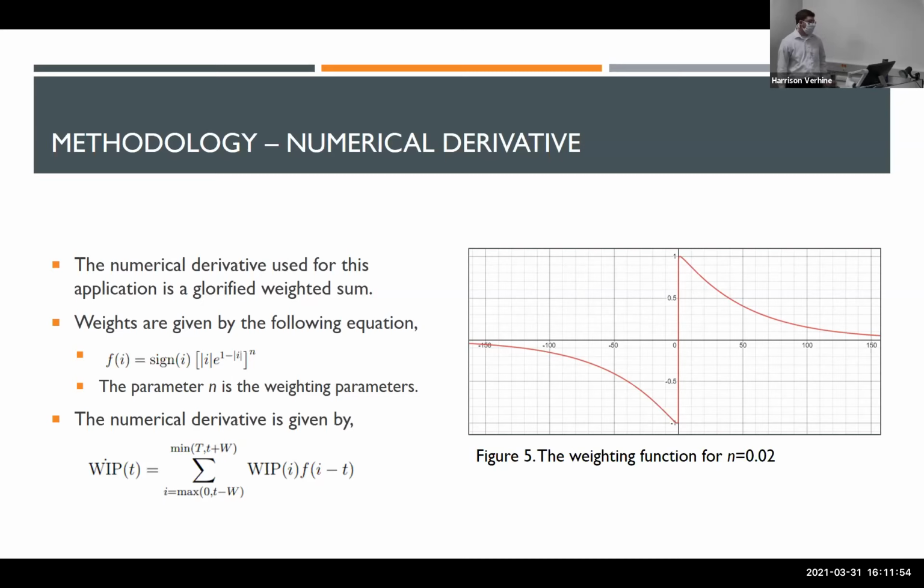With this weighting function, the numerical derivative is given by this expression at the bottom of the slide. The parameter w is the window size, which controls how far away the numerical derivative looks. Through experimentation, it's been found that a value of 250 works well for this application. This differentiation operator can be applied successively to obtain higher order derivatives. We'll use that to compute the second derivative.